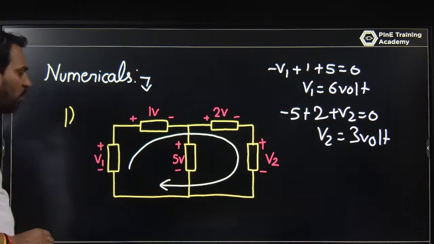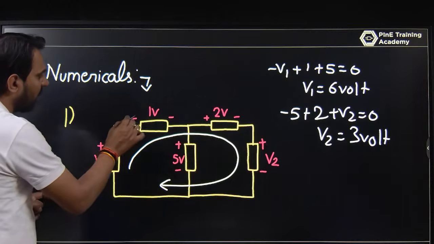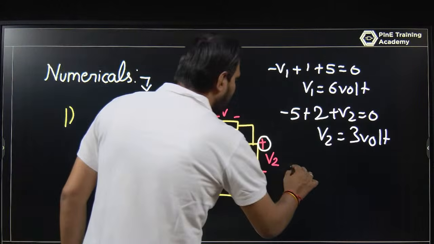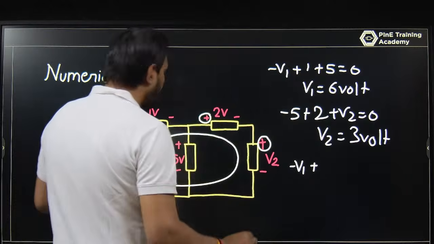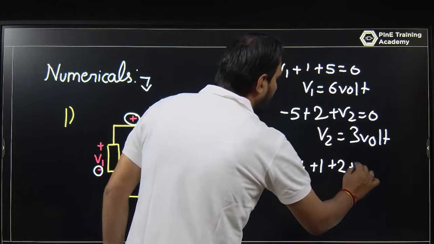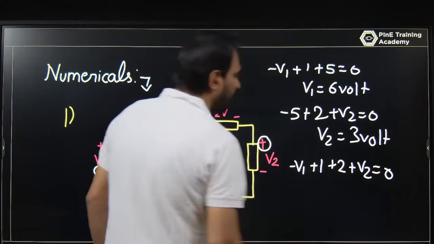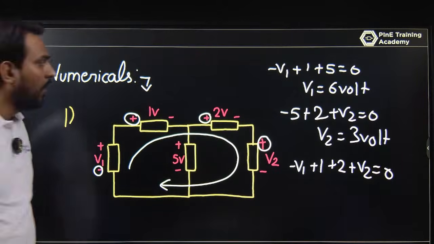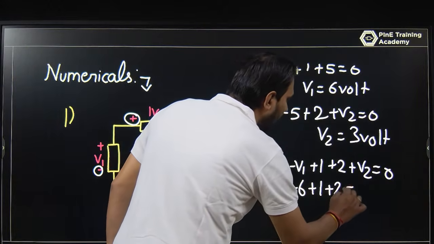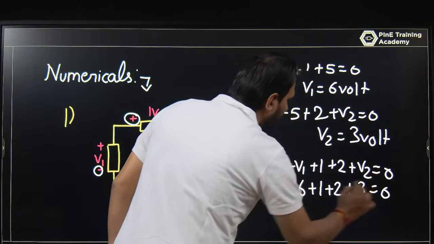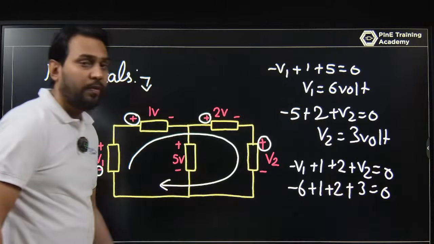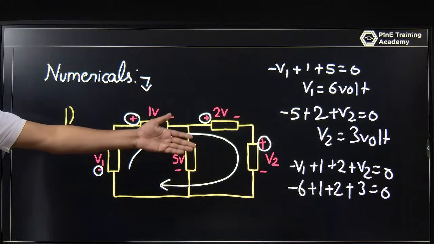If I am using the bigger loop, the first sign is minus V1, plus, and plus. So I am writing minus V1 plus 1 plus 2 plus V2 is equal to 0. V1 is 6, so this is minus 6 plus 1 plus 2, and what is V2? That is 3. Just check it. Minus 6 plus 3 plus 2 plus 1 equal to 0. The algebraic sum of voltage in a loop equal to 0.